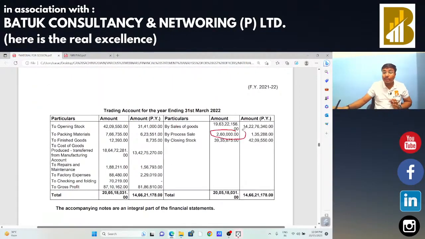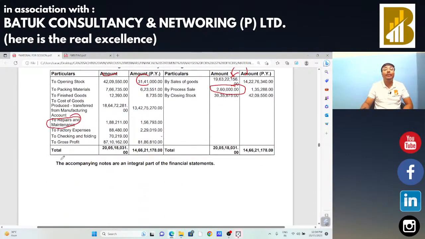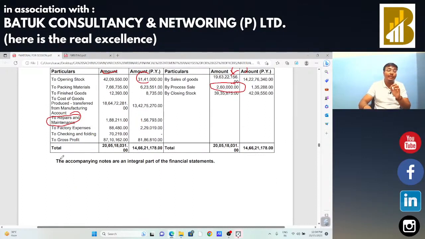In that case, we need to check whether GST has already been paid on that process sales or not. Sales last year 14 crore, current year 19 crore. Okay, there is no issue with that, because there is a difference in opening stock also available, so we cannot raise any question on that. Everything is okay. In case of repair and maintenance, we need to check what is the nature of this repair and maintenance. If this repair and maintenance is on the nature of plant and machinery, in that case input tax credit is allowed.